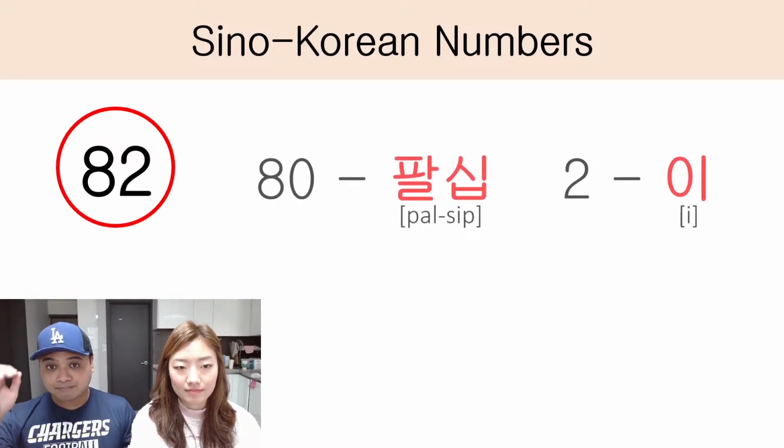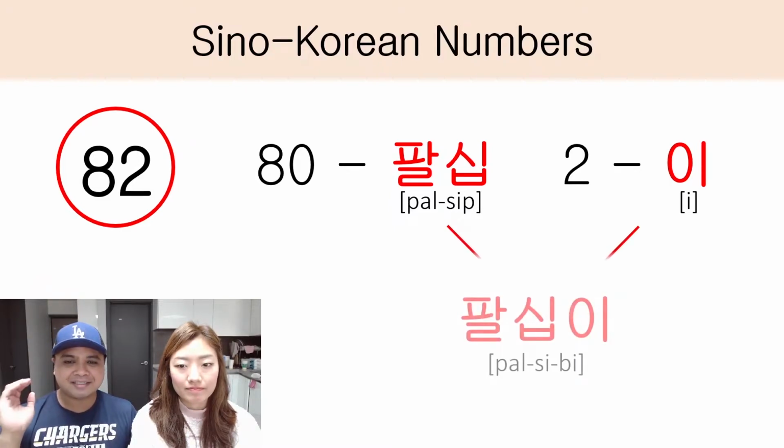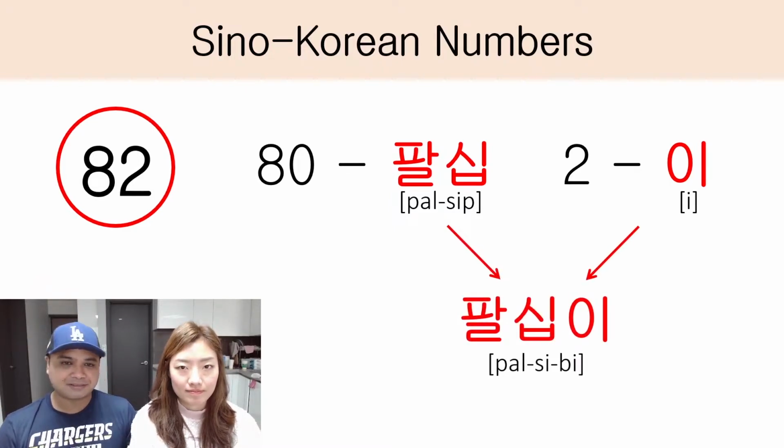Same thing. Break it down, and then you can do it. So 80 is 80, and then 2 is E, and then you put them together, and then you get 82. Okay, so remember, break it down. 80 and 2, then you put them together, 82.